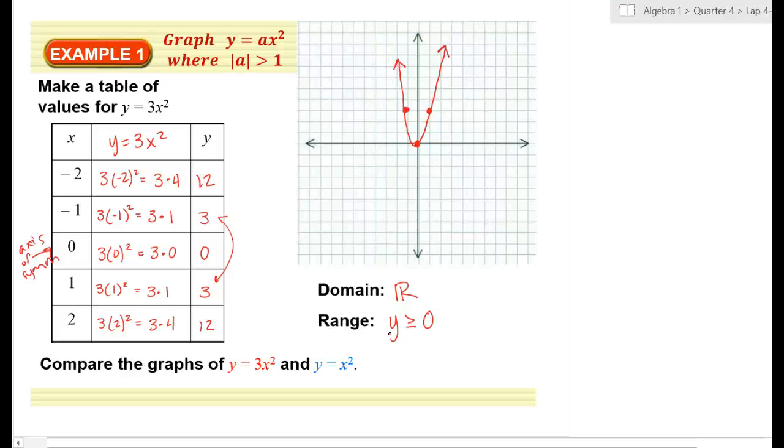Now let's look at a comparison. I can look to see if it was a stretch or shrink. I can look to see if it was a reflection, and I can look to see if it was shifted. As you should notice, it was stretched. It's narrower compared to my parent function, so we have a vertical stretch of 3. It was not reflected, nor was it shifted up or down. So that's my only comparison that I can make.